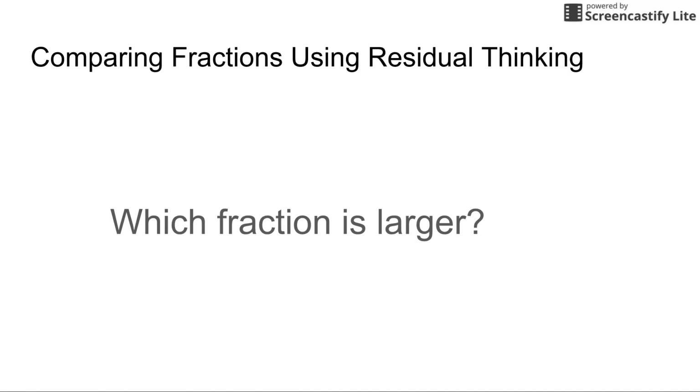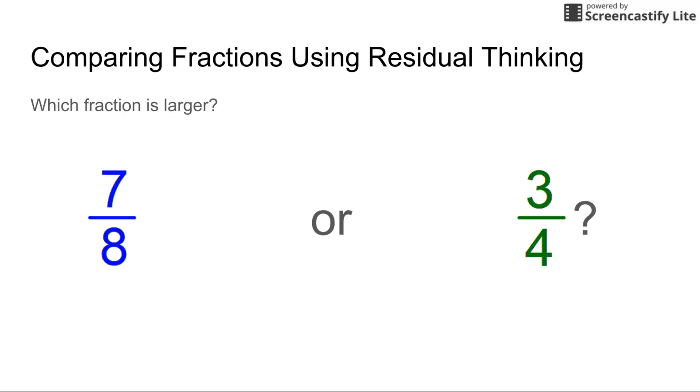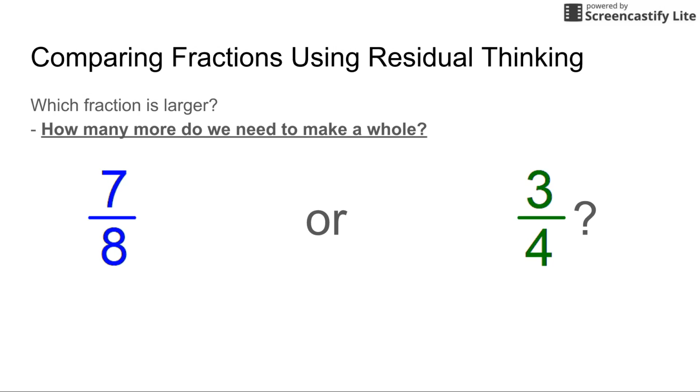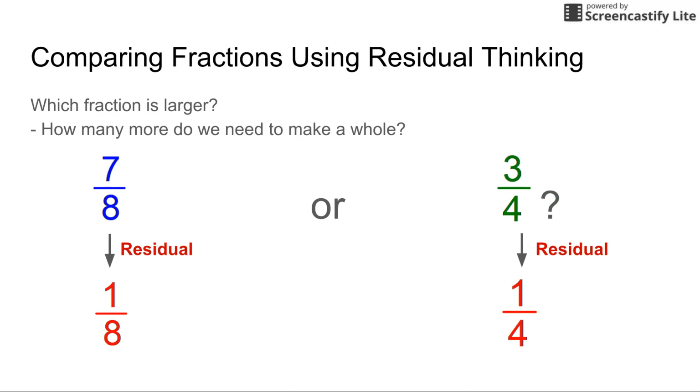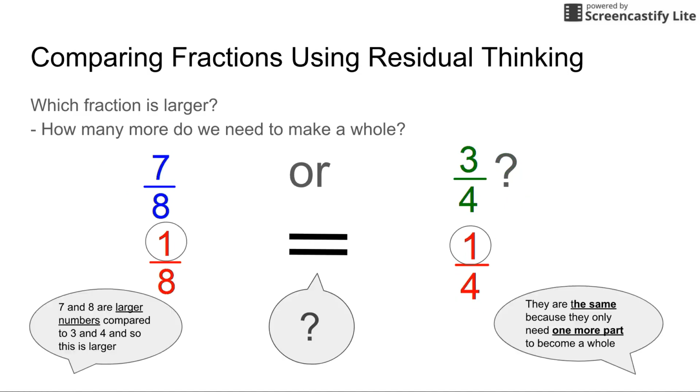When faced with a scenario such as this, where we are asked to compare which fraction is larger, we can use another strategy called residual thinking. Residual thinking requires us to firstly think about how many more we would need to make each fraction a whole or one. The remaining amount is considered the residual. Some students might think that because 7/8 and 3 quarters only need one more part to make it a whole, it means that they're both the same.